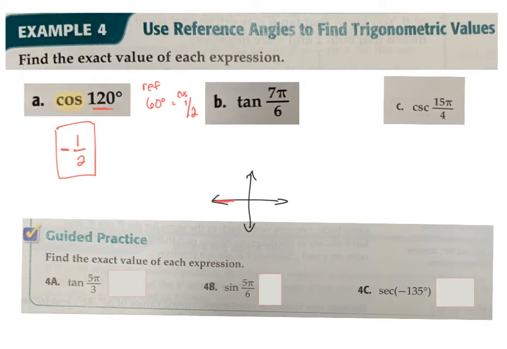That is my answer. That is the x value of the right triangle that is created with a 120-degree angle. It is the adjacent over the hypotenuse of a 120-degree angle.